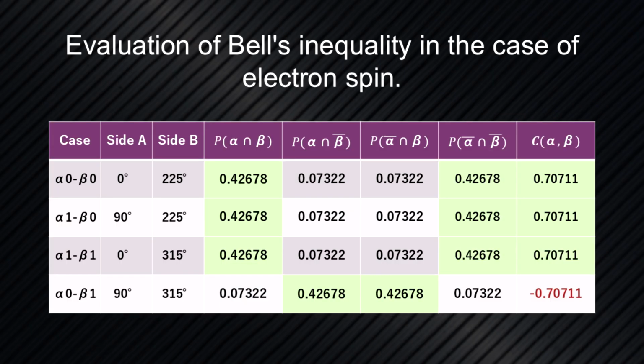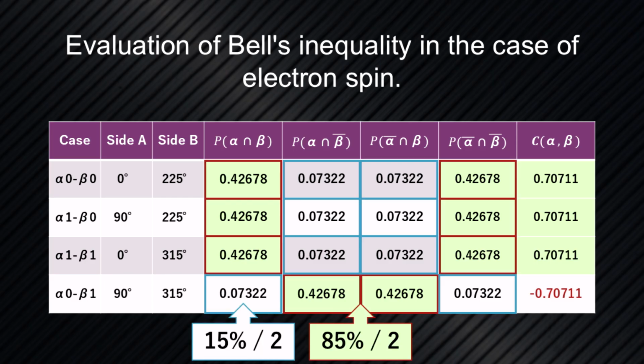Now let's look again at the table showing the results of the probability and correlation calculations. You may have noticed that all of the probabilities shown in this table are actually either half of approximately 85% or half of approximately 15%. In the cosine squared function, these are the values that deviate most from linear values. By adjusting all the angle differences to that, we can maximize the violation of the inequality. This condition is called the Tsirelson limit.